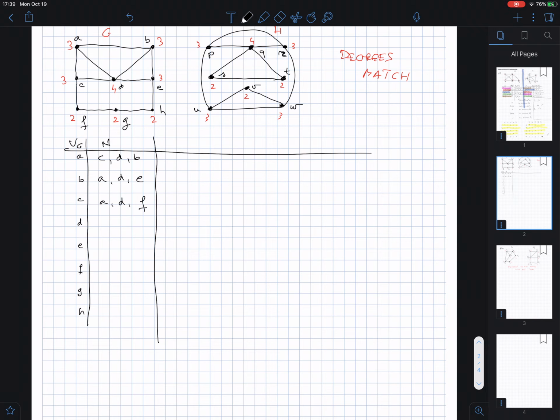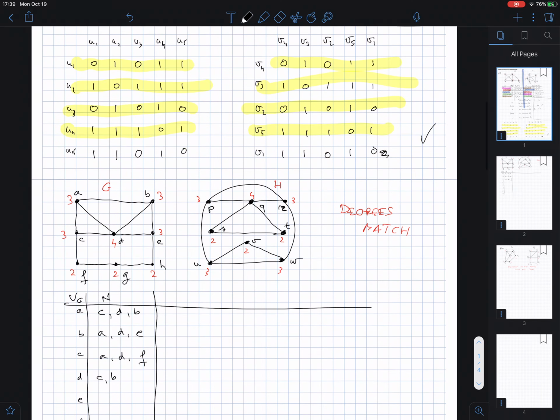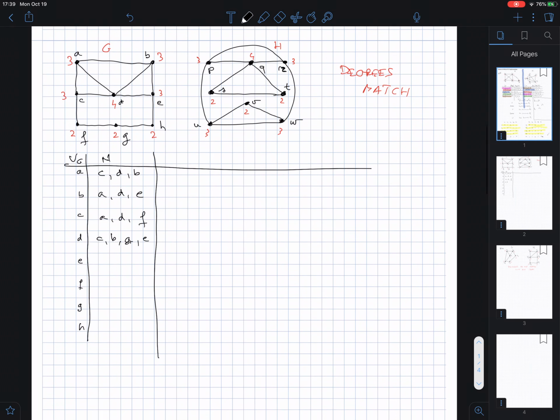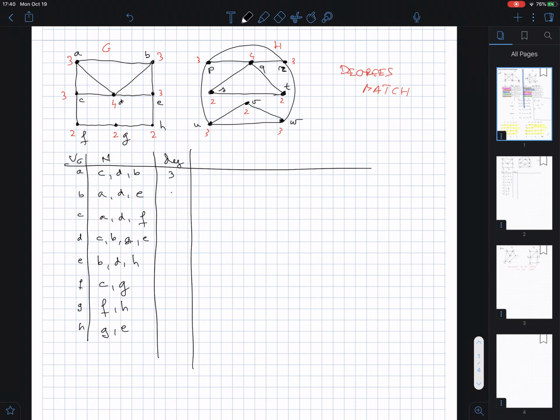Then the neighbors of D are A, C, B, and E. Sorry, I don't want to rewrite it. Okay. The neighbors of E were B, D, and H. Neighbors of F, C, and G. Those of G were F and H. And those of H were G and E. Okay, and just if you want another sanity check, do we have the same degrees as before so that we didn't forget anything?